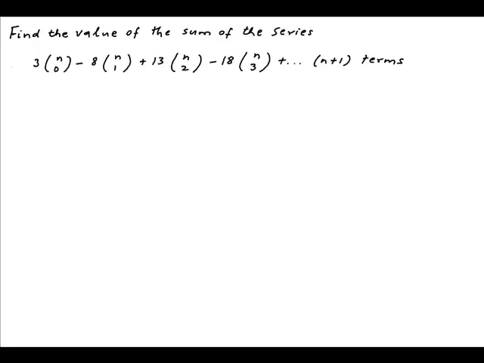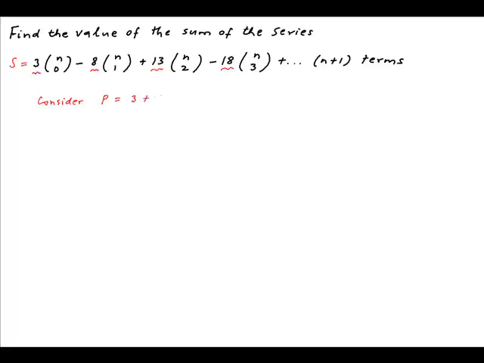Let's denote the given series by S. The first objective is to find the general term of the series. So we start by considering the positive value of the coefficients of each of the terms, which is 3, 8, 13, 18, and so on and so forth. And let's consider a series which is made up of these terms.